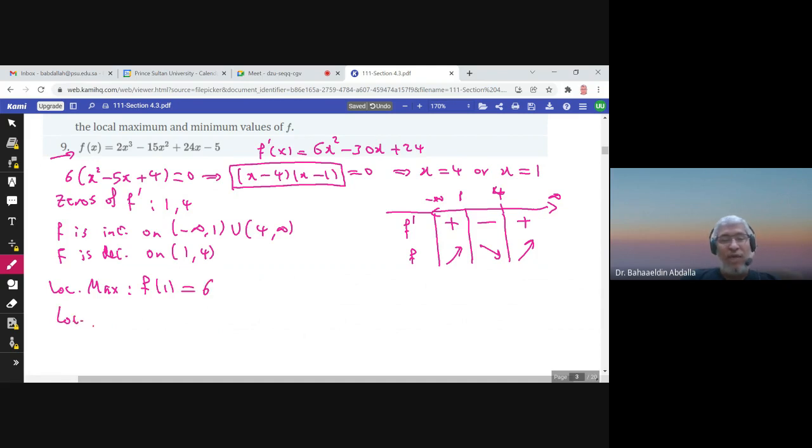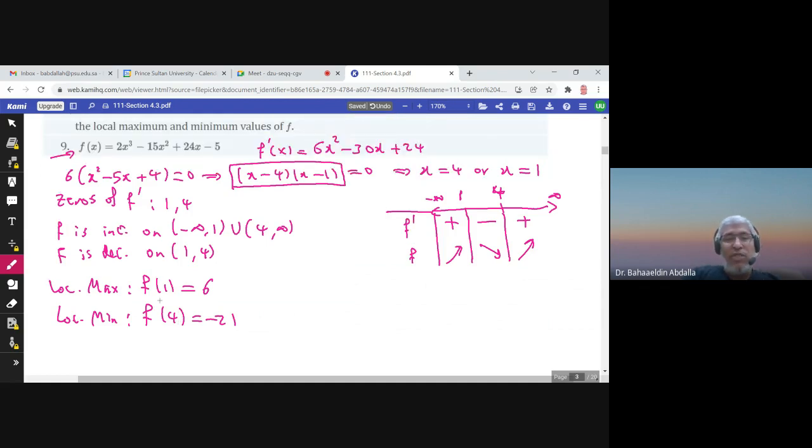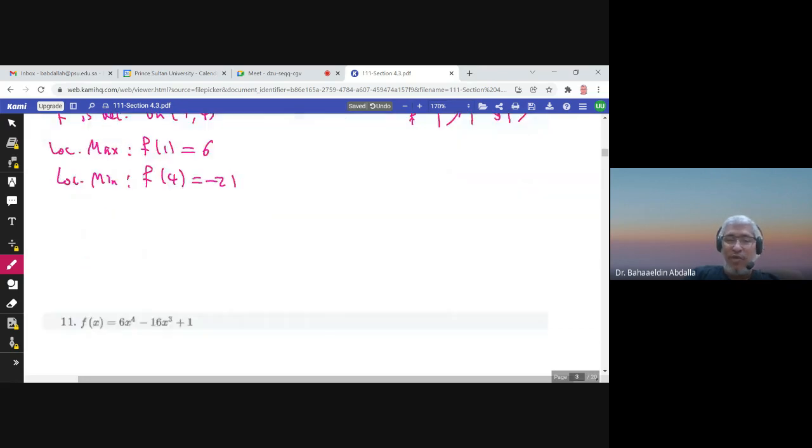Well, I have a local minimum also, and the local minimum is f of 4. f of 4 here is the local minimum, and I can find f of 4: 2 times 4 to the power 3 minus 15 times 4 to the power 2 plus 24 times 4 minus 5, and it is negative 21. And you notice that the local maximum 6 is, of course, greater than the local minimum, which is negative 21. Although if the function has a lot of zeros, it could happen otherwise. So this is the answer of this question.